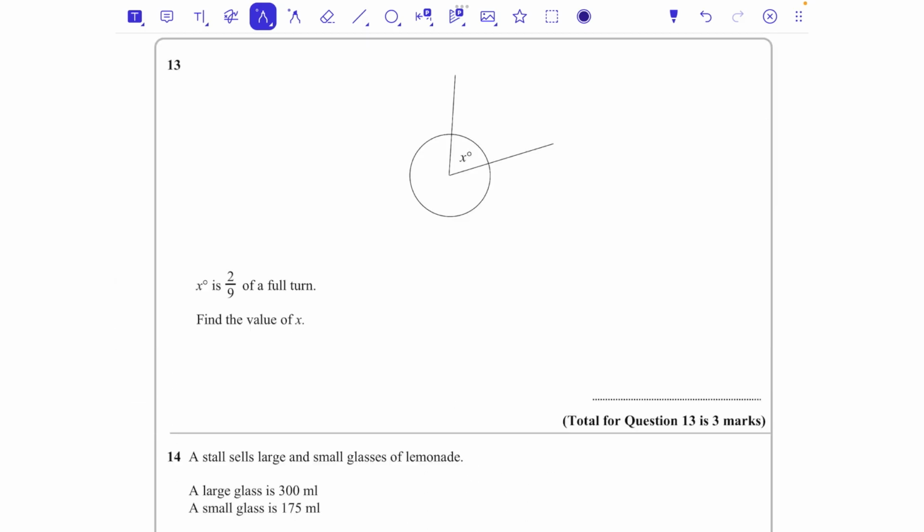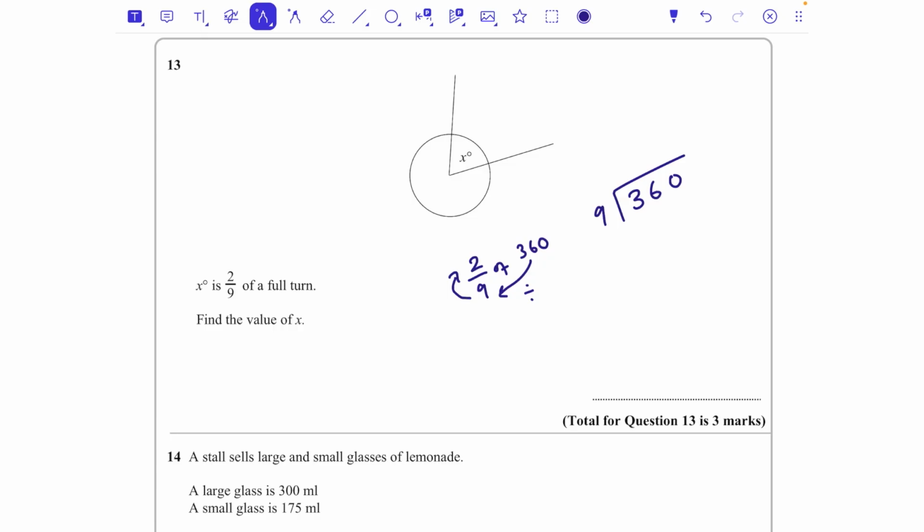Question number 13. X degrees is 2/9 of a full turn. Find the value of x. So we know that a full turn is 360 degrees. So what we're being asked here is 2/9 of 360 degrees. Now to do a fraction of a number, we divide by the bottom and then we multiply that by the top. So 360 divided by 9, we can use our bus stop method for that.